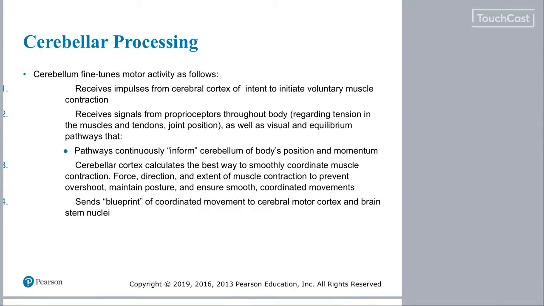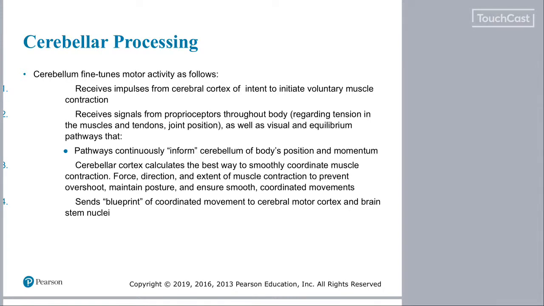It's going to receive signals from our proprioceptors throughout the body. So this is going to be regarding muscle tension, tendon tension as well, and joint position. So how much stretch is put on something, as well as those visual cues and equilibrium pathways. So visual cues are really important as well. If you've ever tried to balance on one leg with your eyes open, it's difficult, but it's doable. If you really want to test yourself and see how good your balance and equilibrium are, then close your eyes. We're not getting that visual information about where our body is in space, so the muscles are having to work even harder, and it's a really difficult exercise.